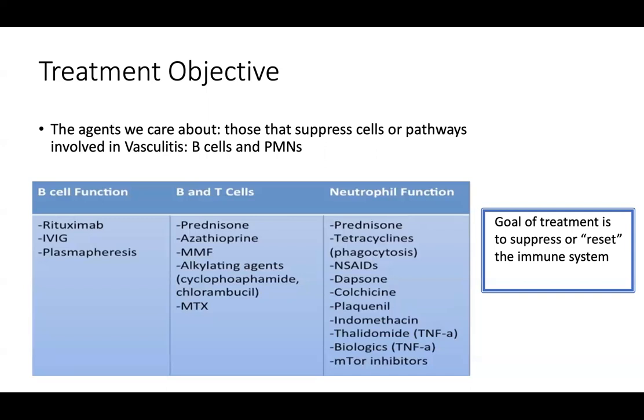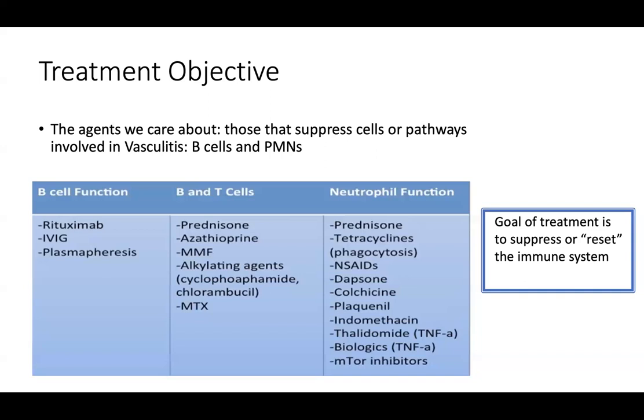Dapsone's another one of my favorites when we're talking about targeting anything that's a neutrophil-based pathology. There's been evidence for Plaquenil and indomethacin, thalidomide, biologics, and mTOR inhibitors as well, in terms of acting on neutrophils. But this shows we have a lot of things in our toolbox here to try to combat vasculitis.